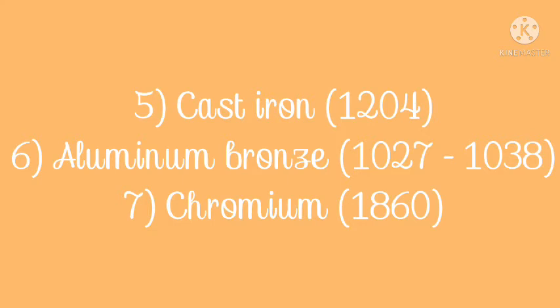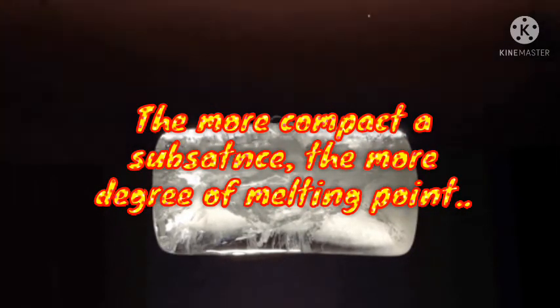The melting point of cast iron is 1204 degrees Celsius. 6. Aluminium bronze. The melting point is 1027 to 1038 degrees Celsius. 7. Chromium. The melting point is 1860 degrees Celsius. So these are some metals and their various melting points.